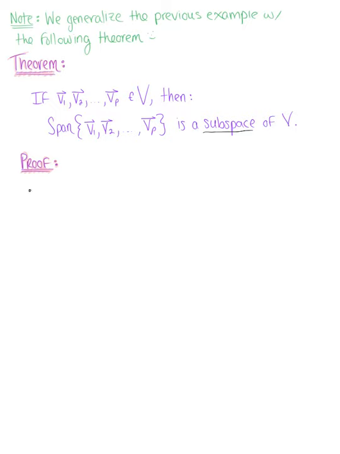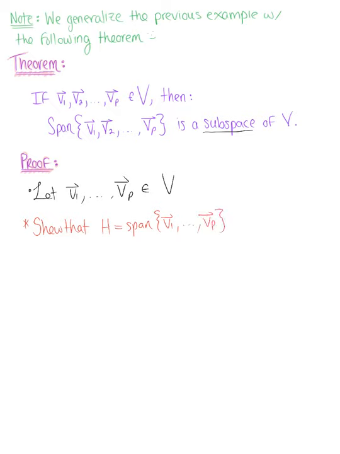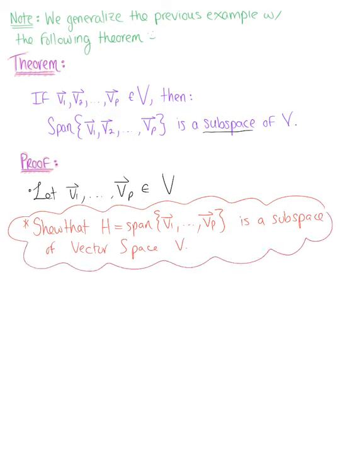So here is our proof. We're going to let vectors v sub 1 all the way up to v sub p be vectors in our vector space V. And again, the goal here is we want to show that H, defined by the span of all of these vectors v1 up to v sub p, is a subspace of vector space V. We know that in order to show that this is a subspace of the vector space, we need to show that those three properties hold true.